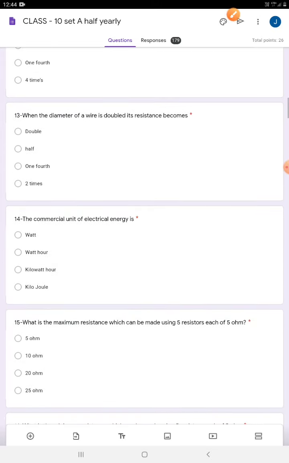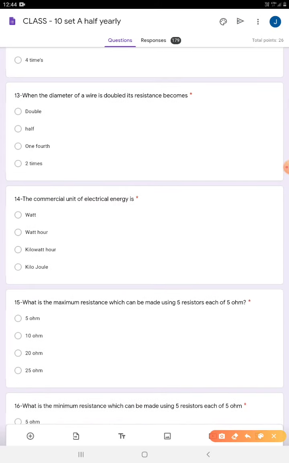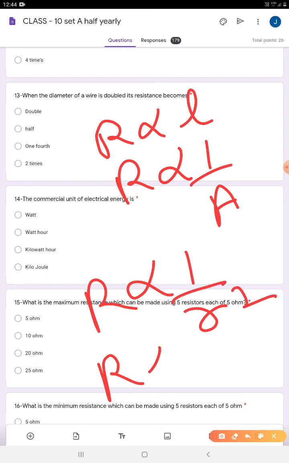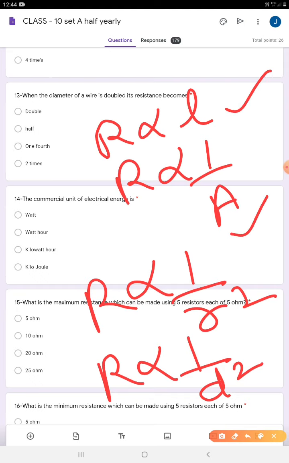Okay, now question number 13. When the diameter of a wire is doubled, its resistance becomes. I already talked about this, that resistance depends on length, area, radius and diameter. This is the relation between resistance and other factors. It is directly proportional to length, inversely proportional to area, inversely proportional to the square of the radius, and the same thing in diameter. So this is the relationship, R proportional to 1 upon D square. We can use this to find the answer of this question.